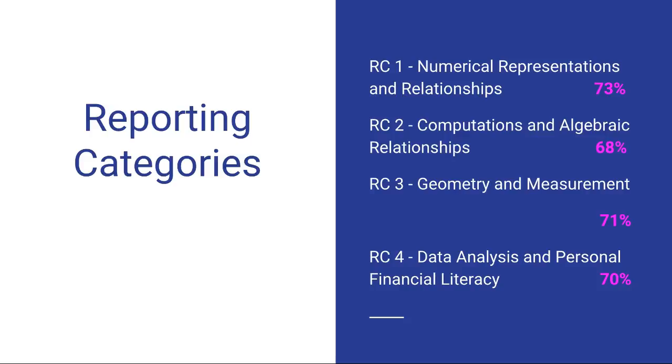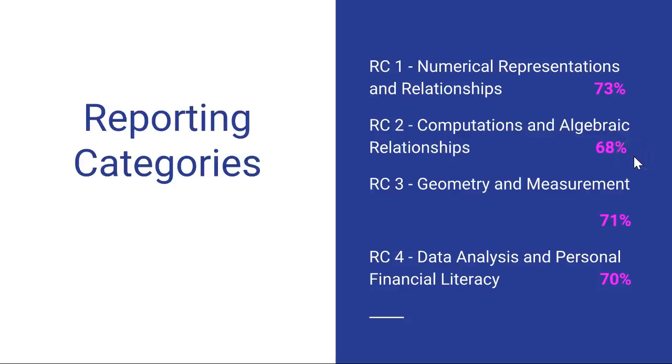As we go through the presentation, we're going to look at these items mainly through reporting categories. Now, in third grade, we did really well with our reporting categories because the numbers are tight. So let's look at them. The best scoring reporting category was number 1, numerical representation and relationships, with 73% mastery.